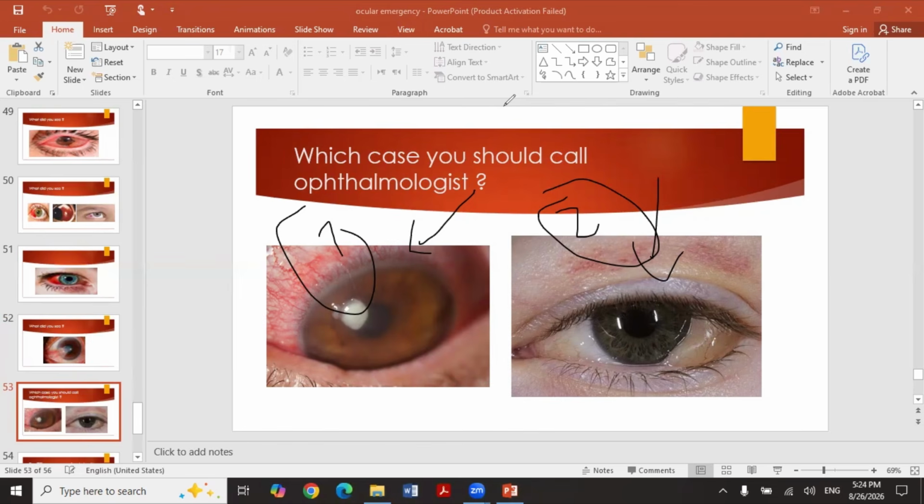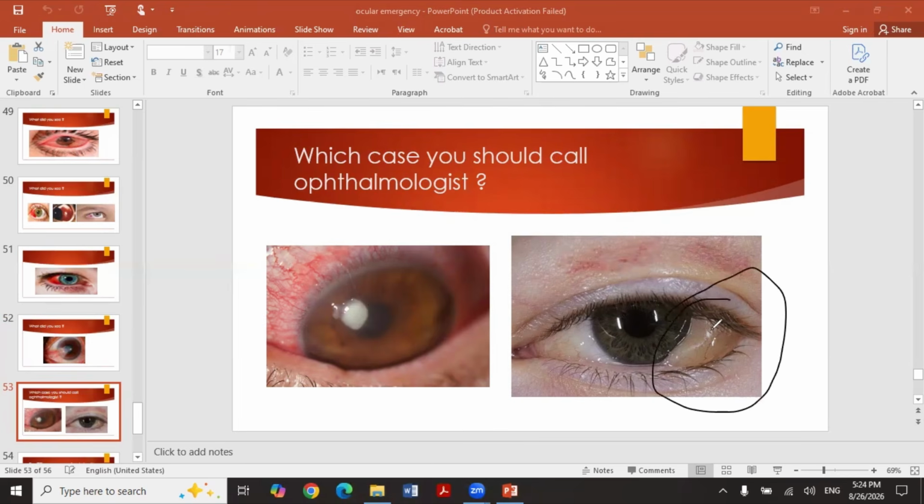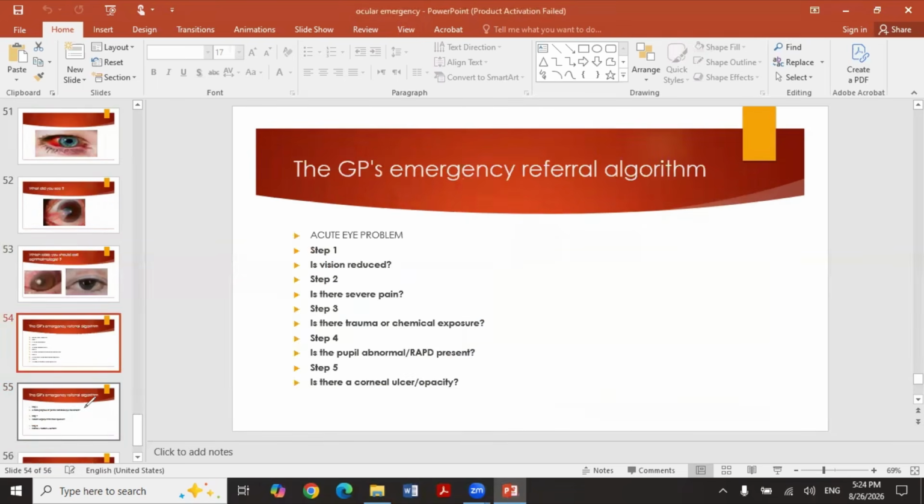Yes, so number one. Number one means infectious keratitis. Ophthalmology should see it. Here it's chemosis, chemosis due to any allergy. It's not an emergency. Okay, I'm happy because you are focused with me at the lecture.